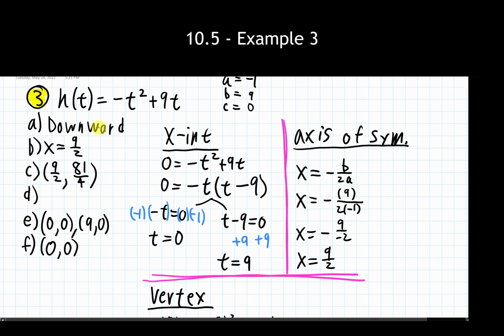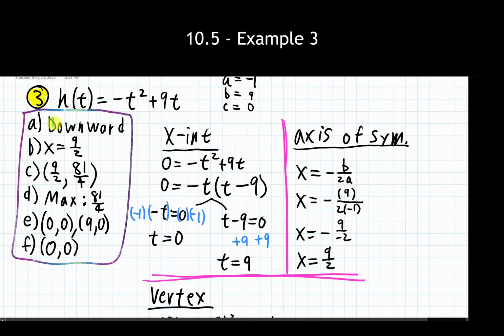This thing is opening downward, so again we should have something that looks about like this, which means that this vertex is going to be a maximum value. And what is the maximum value? Well, it's going to be the y value of the vertex, so I get 81 over 4 here. And there we have everything for example 3.